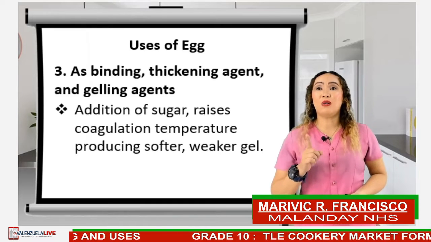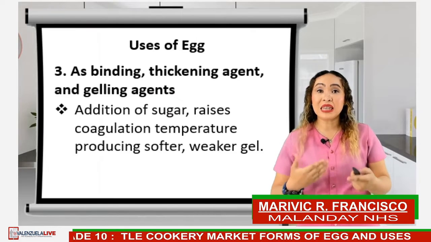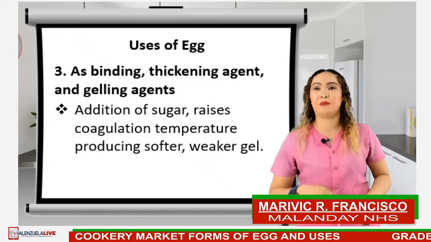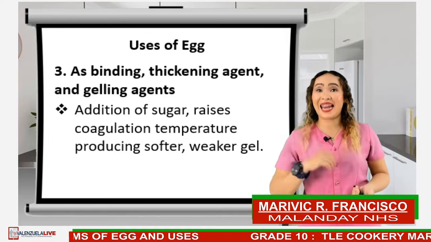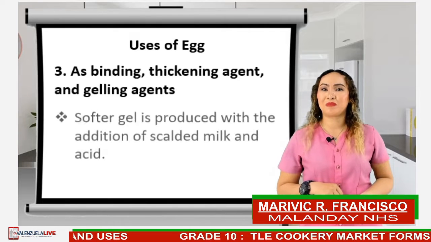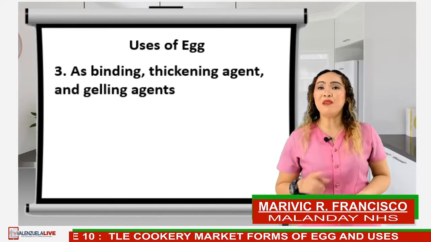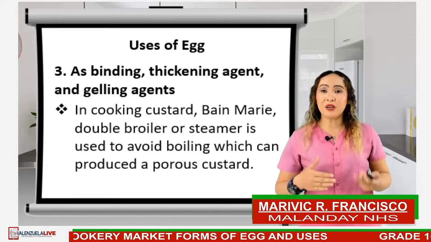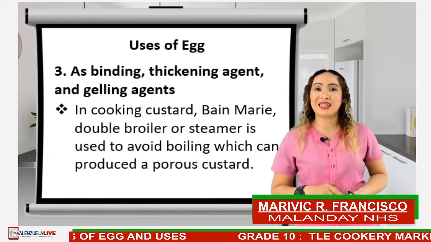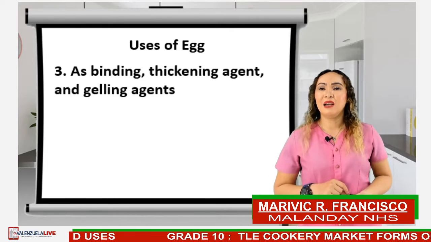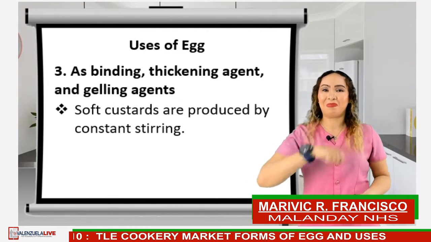In addition of sugar, raises coagulation temperature, producing softer and weaker gel. Softer gel is produced with the addition of scalded milk and acid. Alright. Then, in cooking custard, the bain-marie, double boiler, or steamer is used to avoid boiling, which can produce a porous custard. For soft custards, they are produced by constant stirring. Okay.